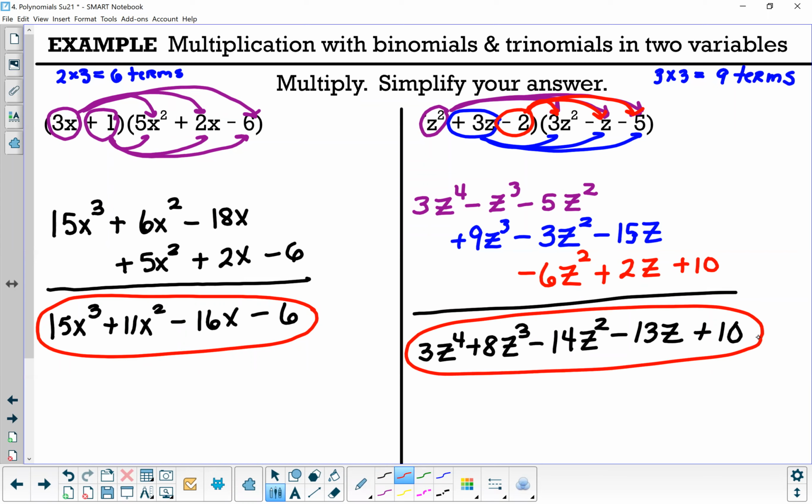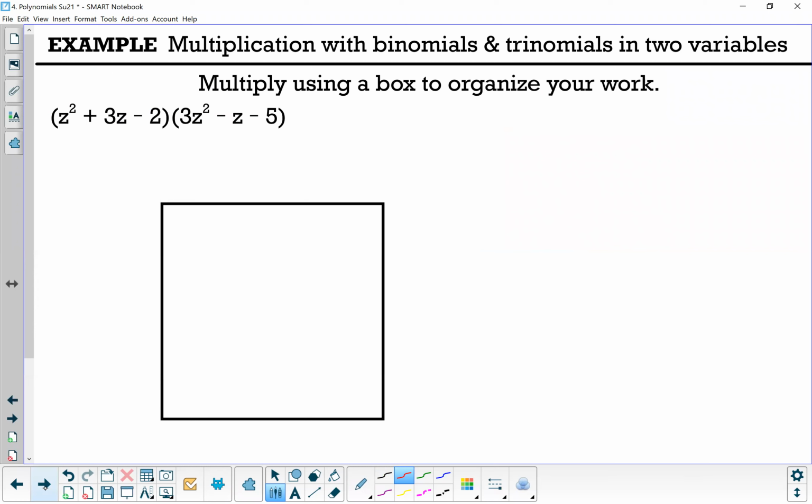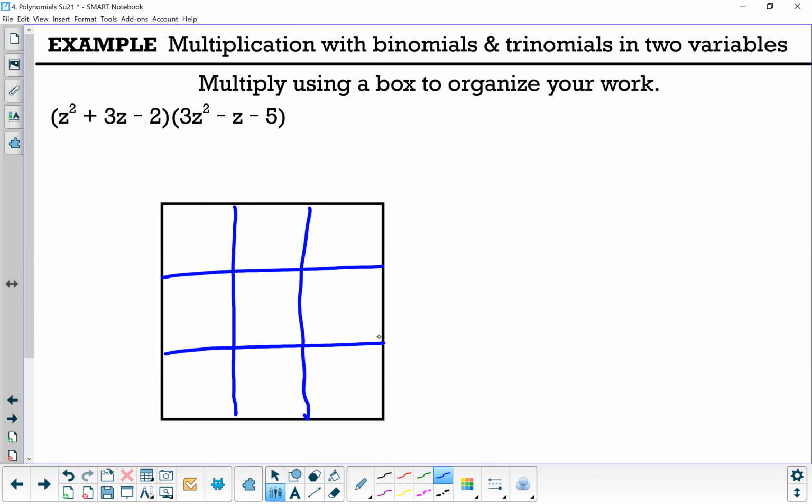All right, this question, that was a big one. And sometimes it's helpful to have different methods of organizing your work. So I'm gonna redo the question we just did using a method I like to refer to as the box method. And it's really just for organizational purposes. So I'm gonna make this box have 3 columns and 3 rows because each group of our parentheses has 3 terms. So that's why it's 3 by 3.